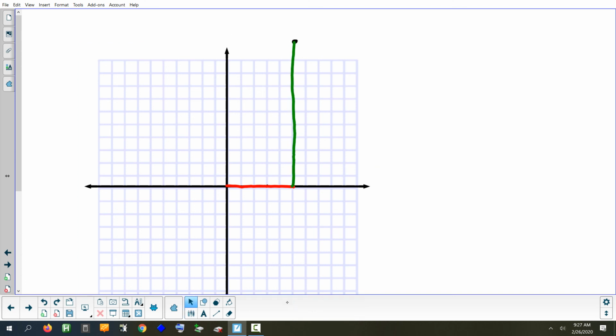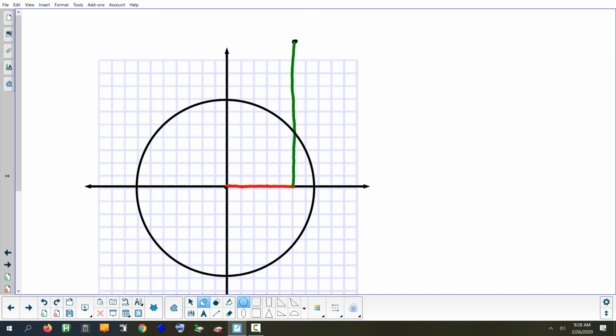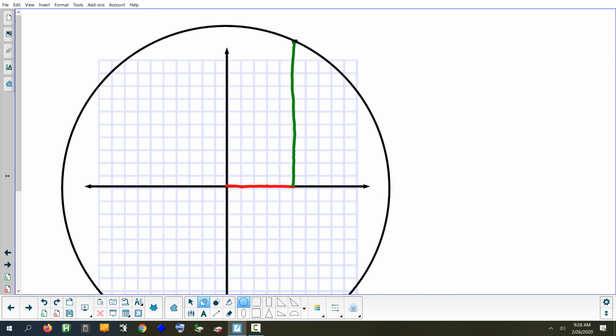And that point is on the edge of a circle. What circle? The circle. Right there. So that's a point on the edge of that circle. Now, is that the unit circle? No, it's way bigger than the unit circle. Unit circle would be right here.